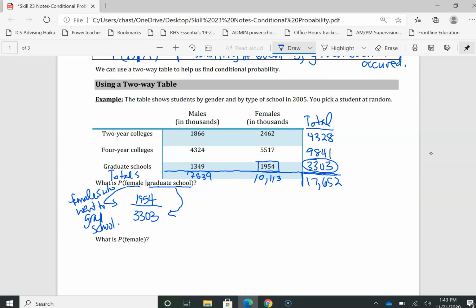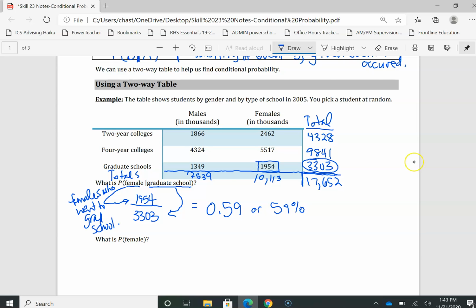Sorry, I have to make sure that I emphasize that because it might get lost that it's not all the females, it's the ones who went to graduate school. When I divide this out, it's about 0.59 or 59%. So the way you interpret this is 59% of those who went to graduate school were females. That doesn't mean that 59% of females go to graduate school. It means 59% of those who went to graduate school are females.